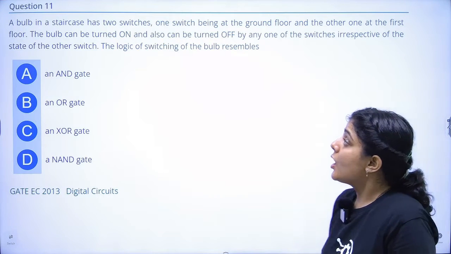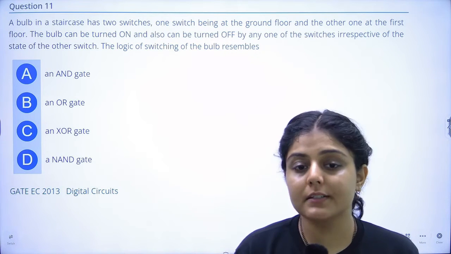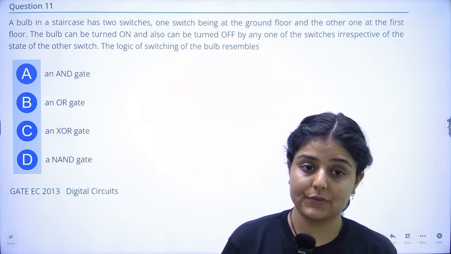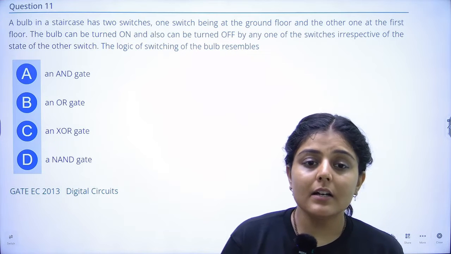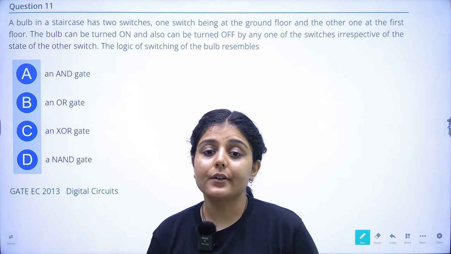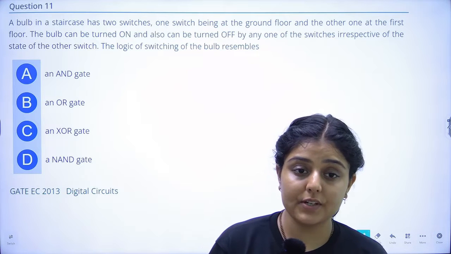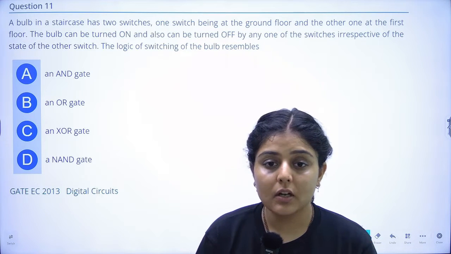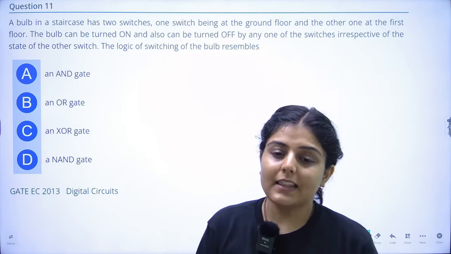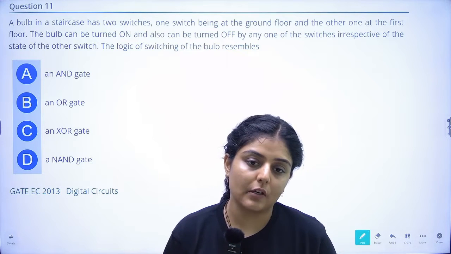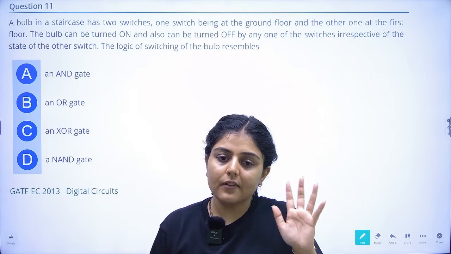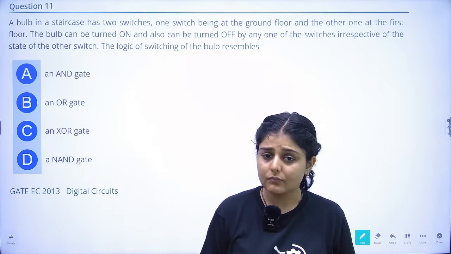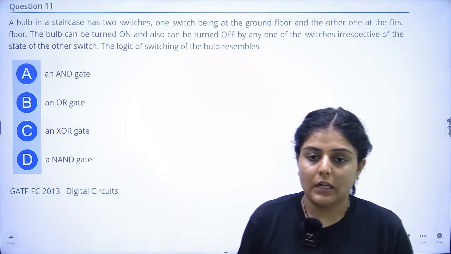Okay. Moving on to the next question. A bulb in a staircase has two switches, one switch being at the ground floor and another switch being at the first floor. The bulb can be turned on and also can be turned off by any of the switches irrespective of the state of the switch. The logic of the switching of the bulb resembles? This is a question which they can easily ask in interviews if you are going for any tech firm, because this is somewhat of a logical question. This does not have any bigger expression to solve. You can easily apply your logic behind these questions.